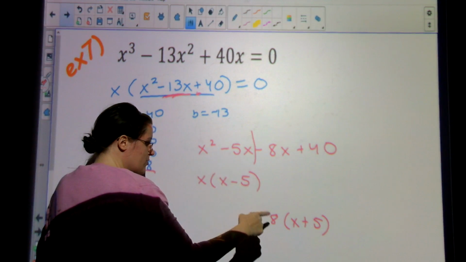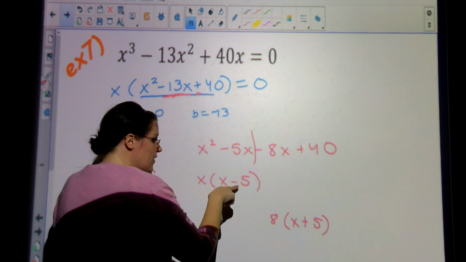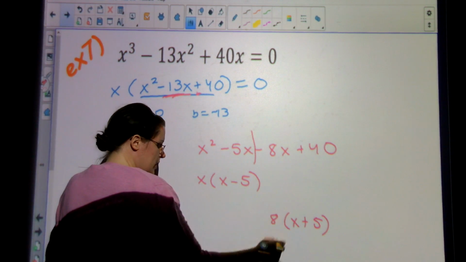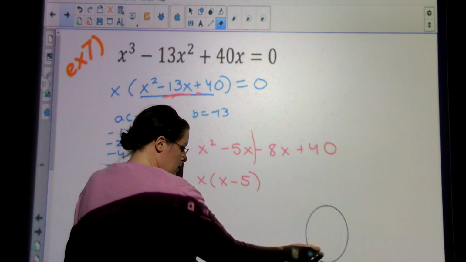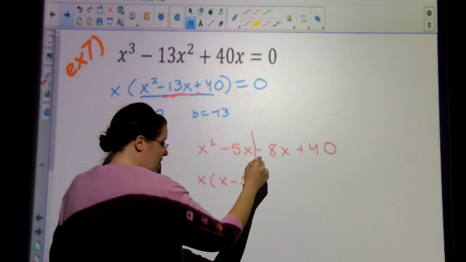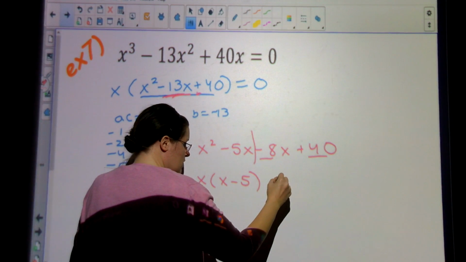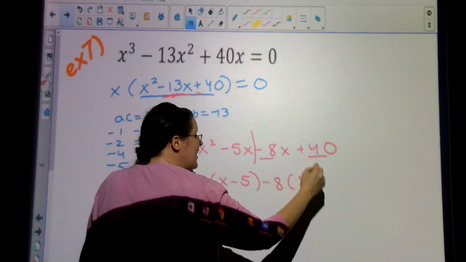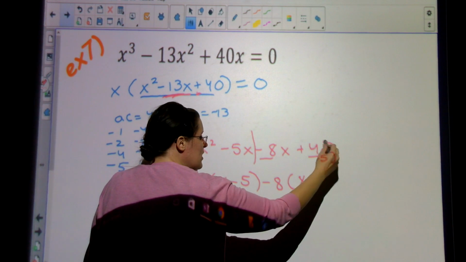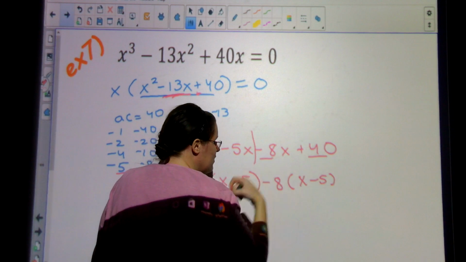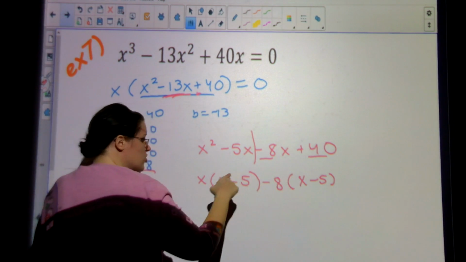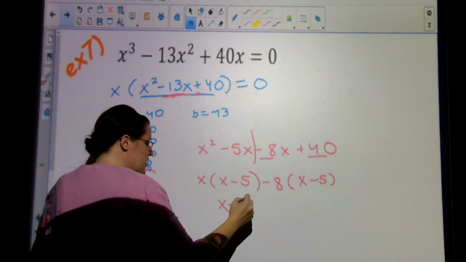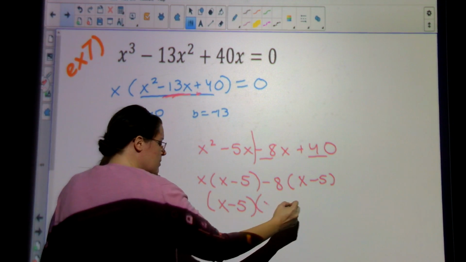It's incorrect in a couple of respects. But if I factor out an 8, this is what will be left, plus, not minus. You have to factor out that negative 8, because that will give me x minus 5, because 40 divided by negative 8 is negative 5. They have to match. So now factor out your x minus 5, and then the leftovers, x minus 8.